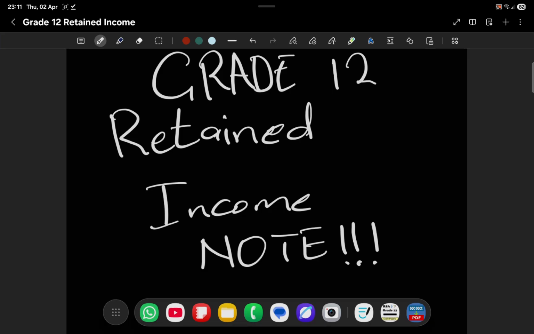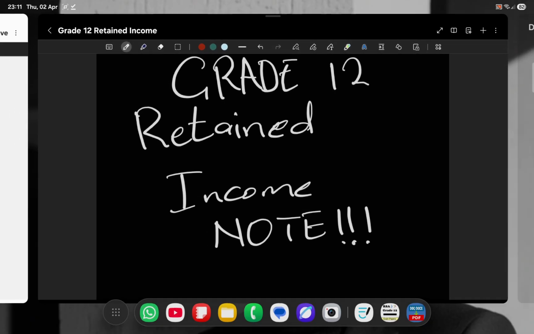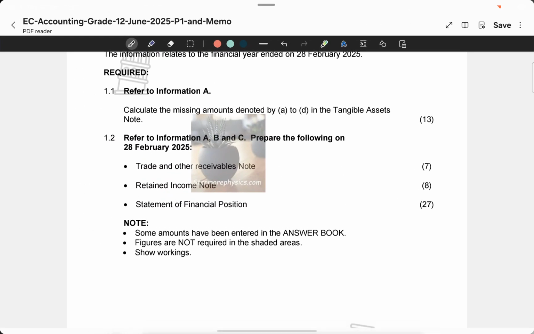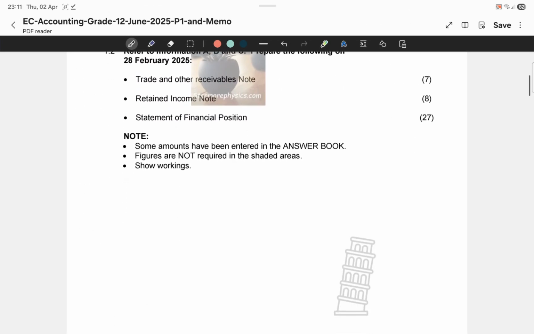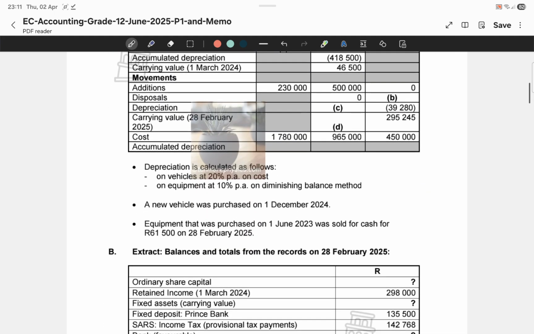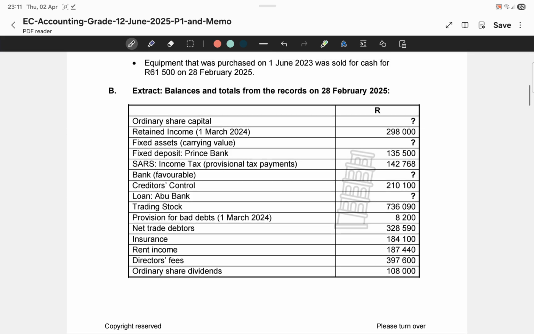And another thing, when doing the retained income note, you have to know the structure of the note before attempting it. Because if you don't know the structure, there's no way you are going to ace the retained income note.